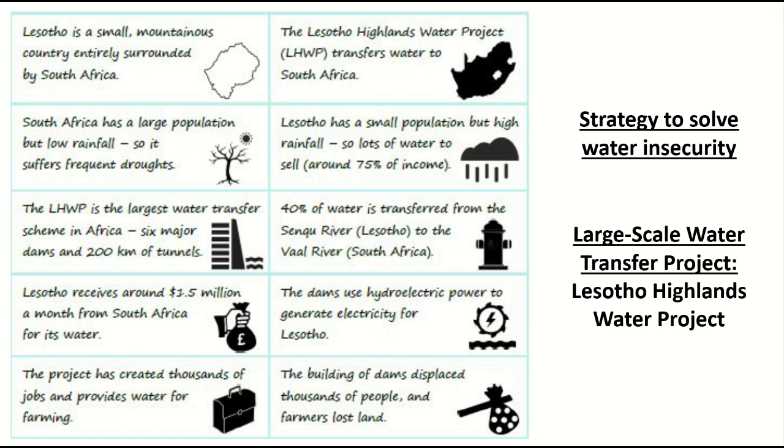And also, as well, Lesotho itself hasn't necessarily solved this problem. There could still be cracks in the pipes and pollution potentially long term as well. Now, obviously, there are other strategies like desalination for improving water insecurity, but you definitely want to know this case study, the Lesotho Highlands Water Project. It has got a very strong chance of coming up.